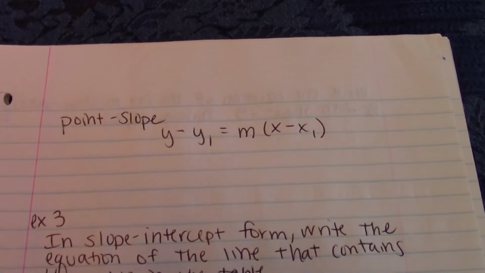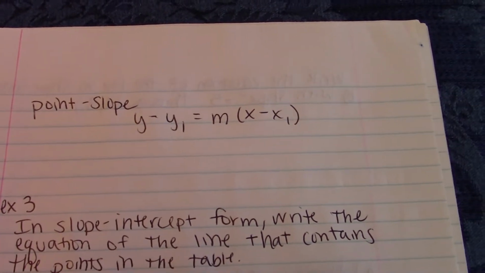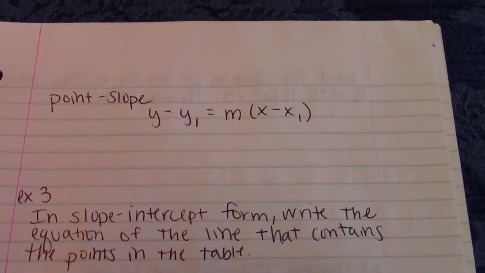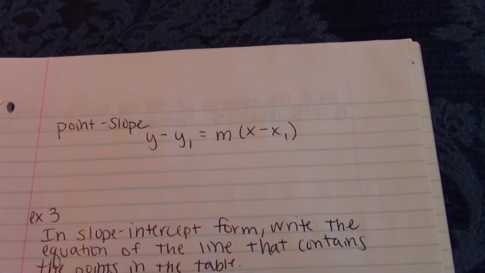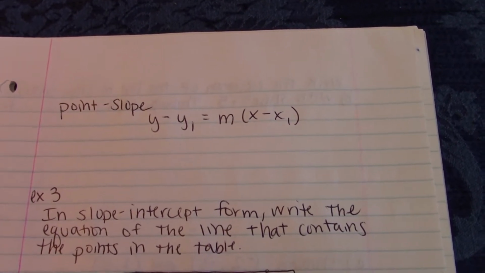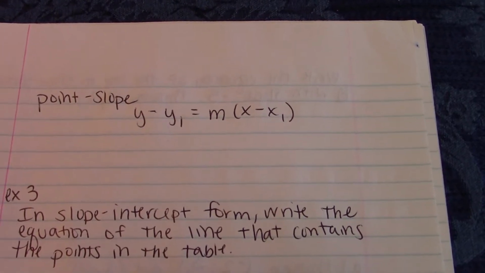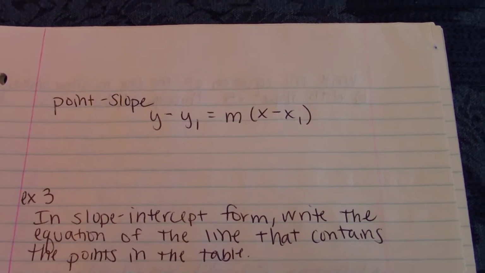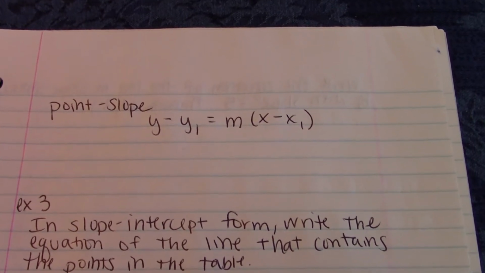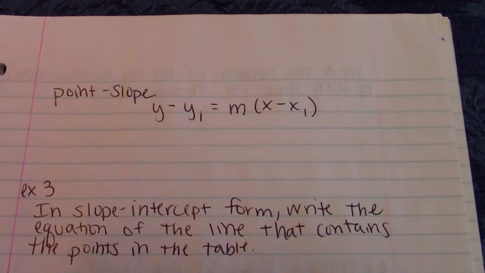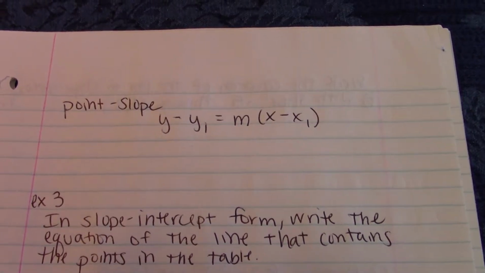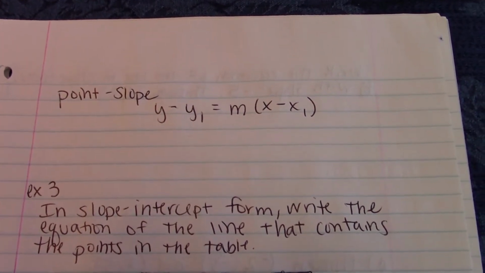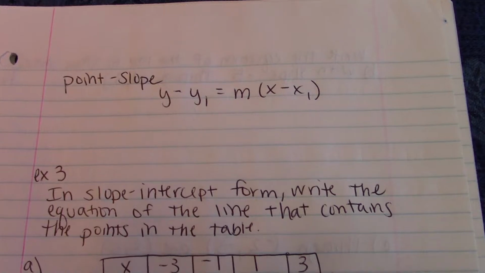We are now going to write the equation of a line from 2 points or from a table of values. To do this, there are two ways of doing it. One is using this point-slope formula. Point-slope is called it because you have a point which is x1 and y1, and you've got your slope m, or you can do it with your slope-intercept form. I will be showing you both ways in this first example.